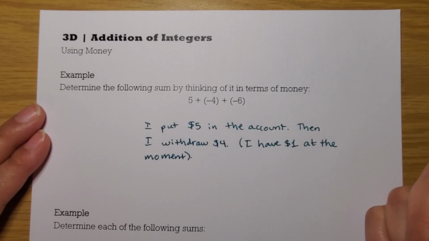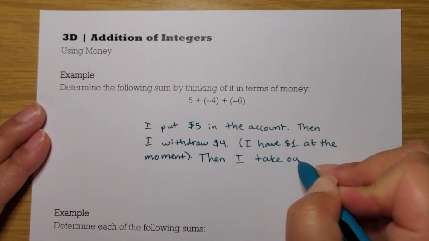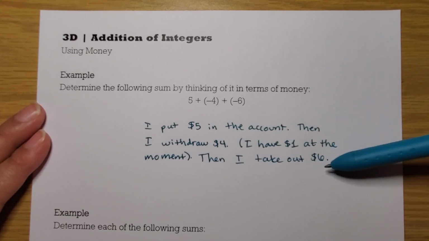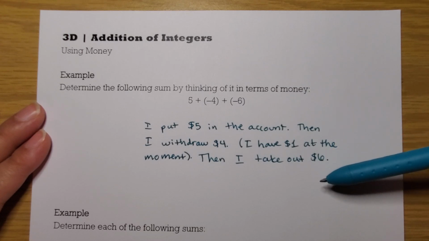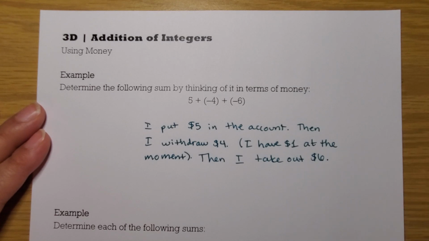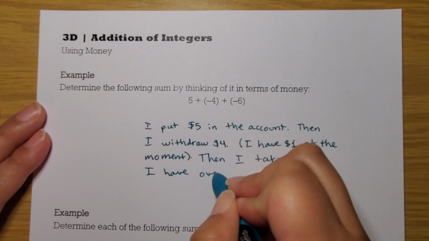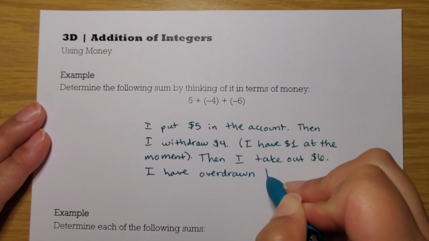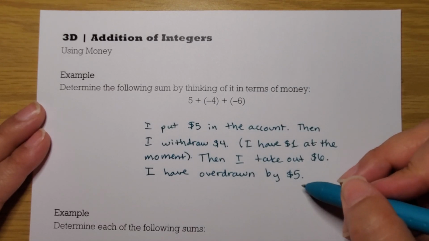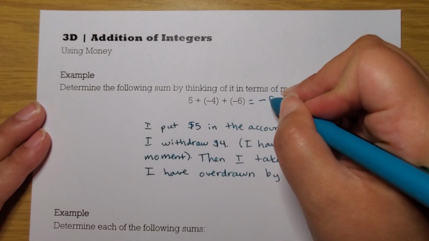Then I take out $6 more. Okay, so when I take out those $6, the first of those $6 is that one that I had. And then there's 5 more that I'm trying to take out. So I have overdrawn by $5. So the answer here, since I've overdrawn, I've taken out more money than I put in. So I end up with a -5.